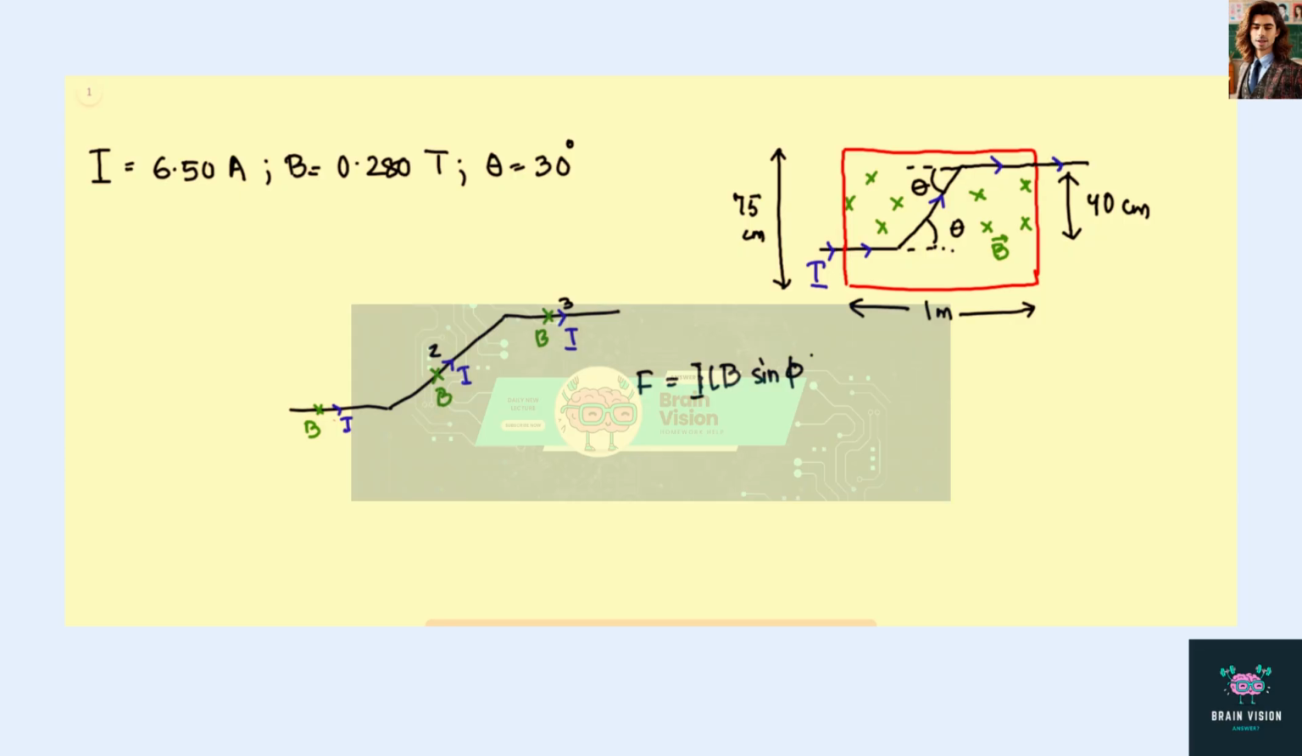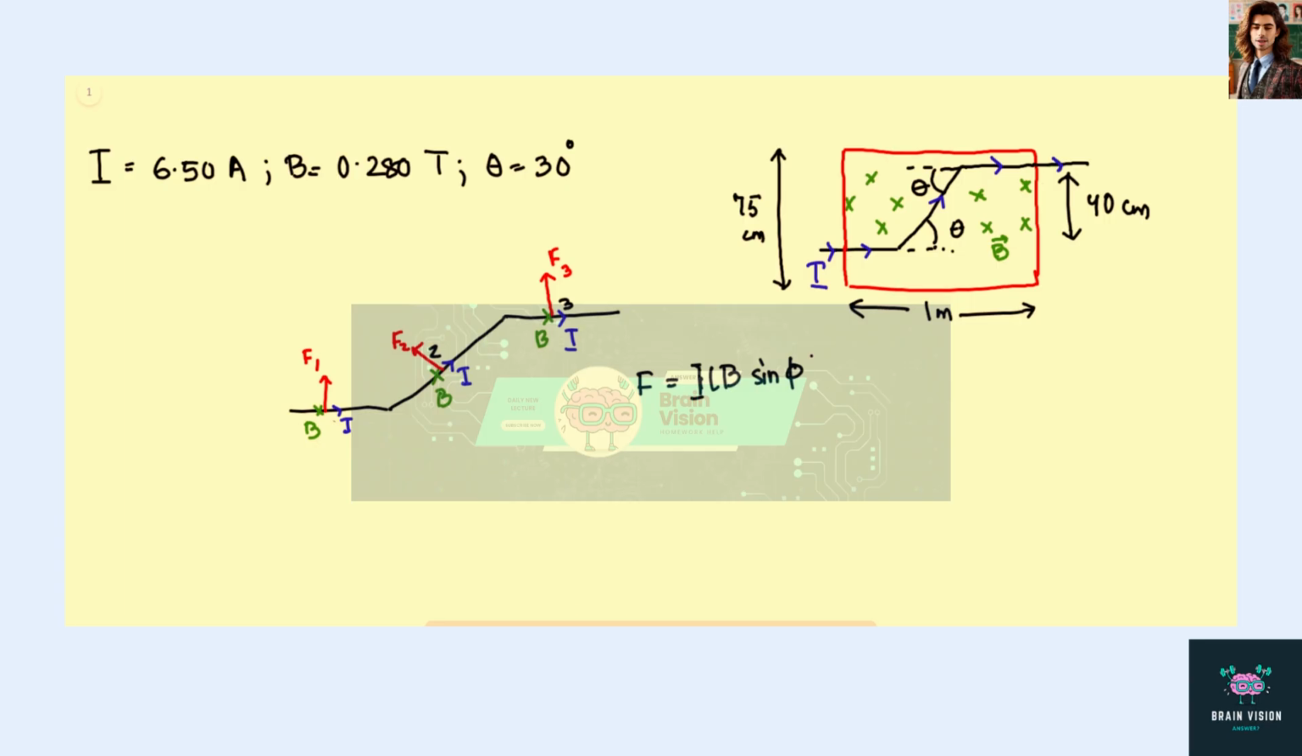So by right hand rule, the direction of force in this segment will be in this direction. For this, direction of force will be along this direction, and for this it will be in this direction. So let's call this F1, F2, and F3. Now let's find the magnitude of each of these forces. So for that, we need the length of each of these segments.